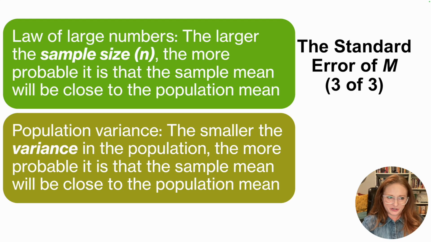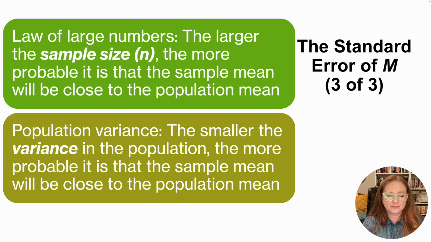Third point, law of large numbers. The larger the sample size, n, the more probable it is that the sample mean will be close to the population mean. So go with me on this. If my population is 100, a very small population, and I grab a group of 10, I'm going to have a pretty large sampling error, probably. If I grab 10 more and now my sample is 20, my sampling error is probably going to go down. If I grab 10 more, now I have 30, it's going to go down even more so. 40, 50, 60, it's going to go down, down, down. The larger the sample size, the more probable it is that the sample mean will be close to the population mean, until I get to 100 out of 100. Now the sample mean is exactly the population mean because I've grabbed everybody.